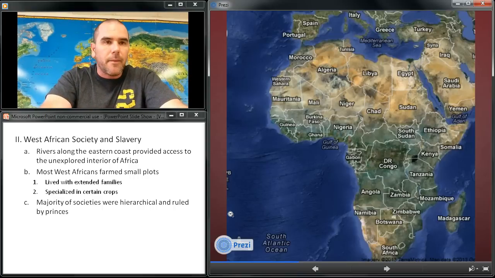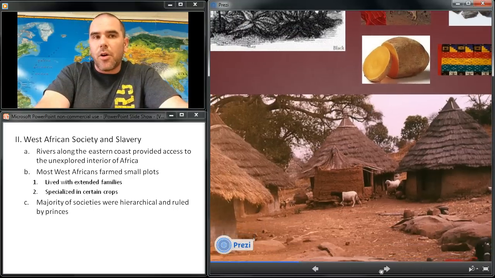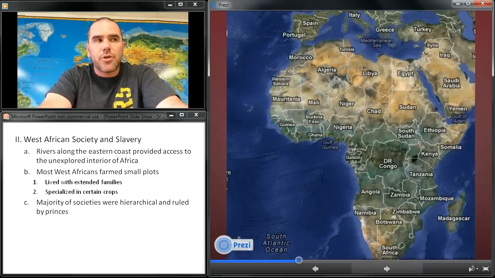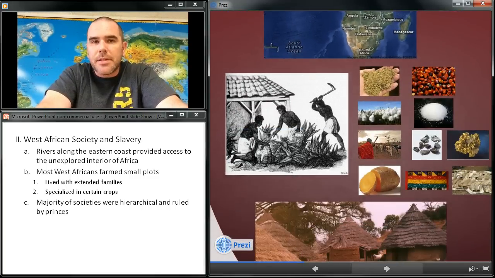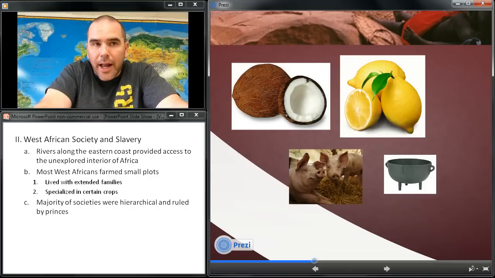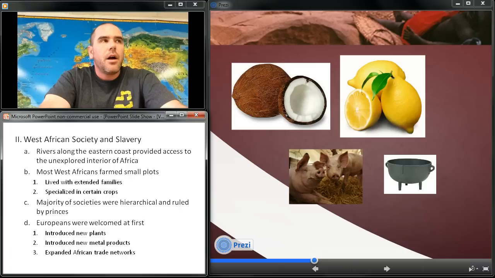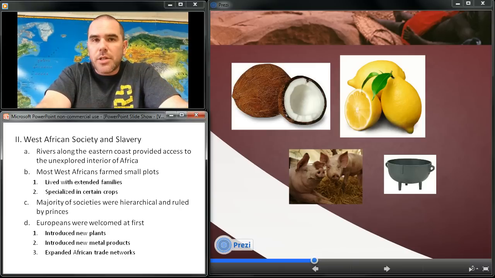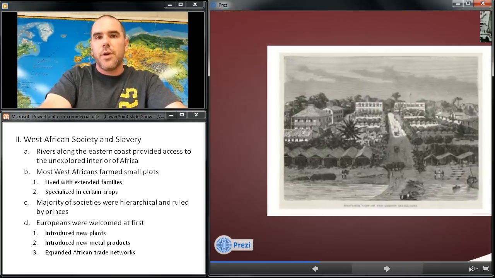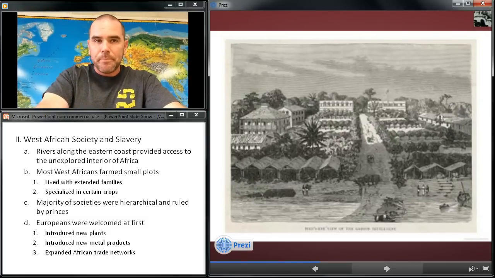At first, European traders had a positive impact on West African peoples by introducing new plants, coconuts and lemons, new animals like pigs, and metal products like iron, and they also expanded these African trade networks. From small fortified trading posts along the coast, Europeans shipped metal products, manufactures, and slaves along the coast and also to inland regions. In return, they took gold, ivory, and pepper.